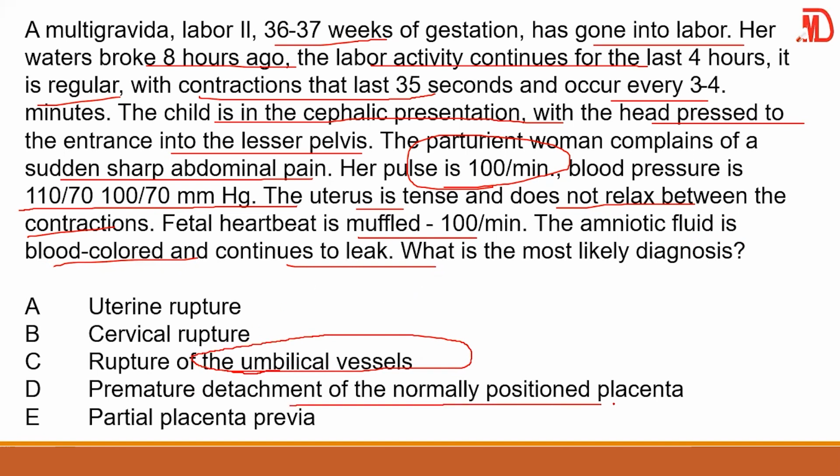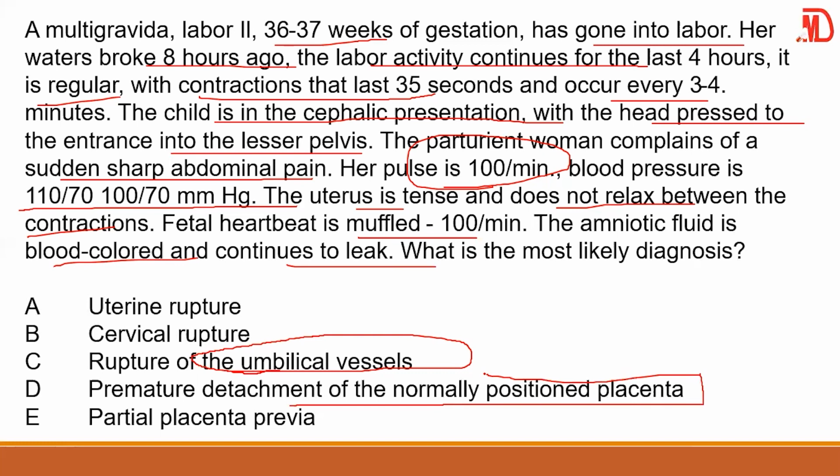Now, why I disagree, of course, feel free to share your opinion as well. We are learning, so feel free to share your opinion. Why I disagree is that in a premature detachment of the placenta from the normal position, usually the heartbeat of the baby might not even be heard. Might not be heard, isn't it? So that is my argument.